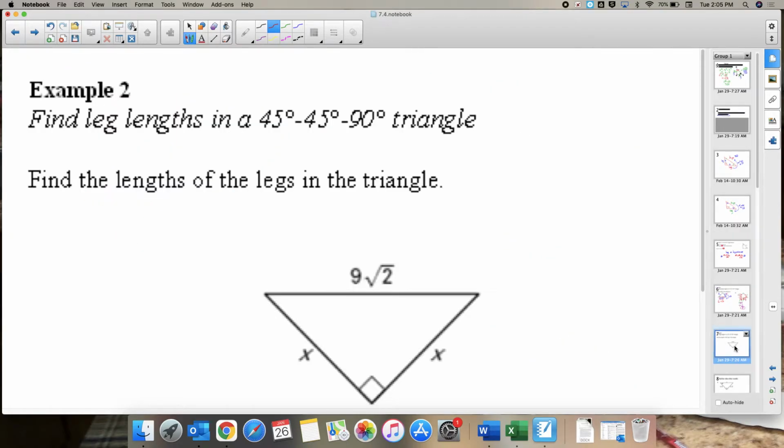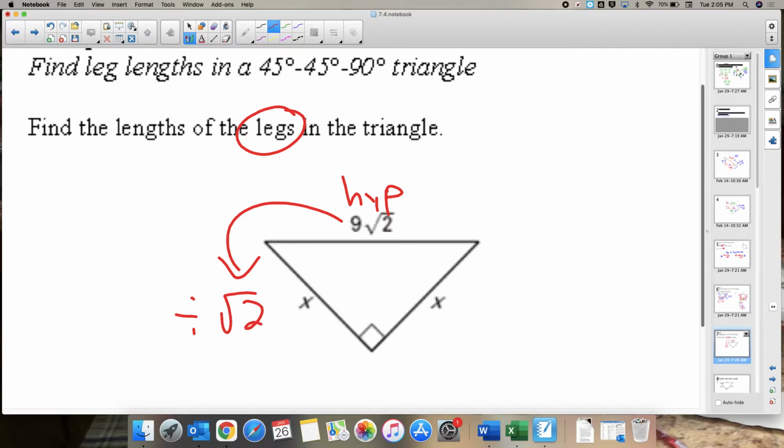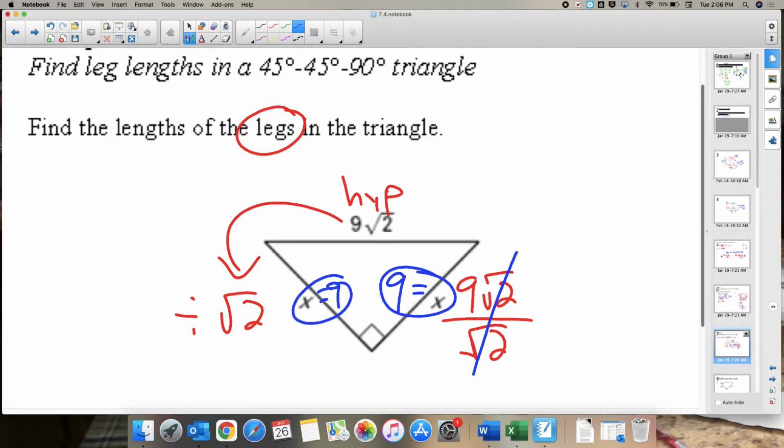In example 2, now they want me to find the length of our legs. So here they give me the hypotenuse. If they're giving you the hypotenuse, then to go backwards, we divide by the square root of 2. So I take whatever that hypotenuse is and divide it by the square root of 2. It just so happens here, the square root of 2 divided by the square root of 2, they cancel each other out. So we end up with 9 for the lengths of our legs. Notice it is 9, 9, 9 times the square root of 2.